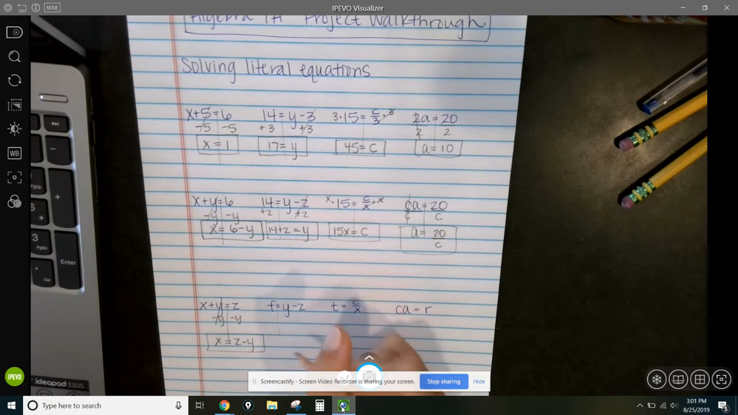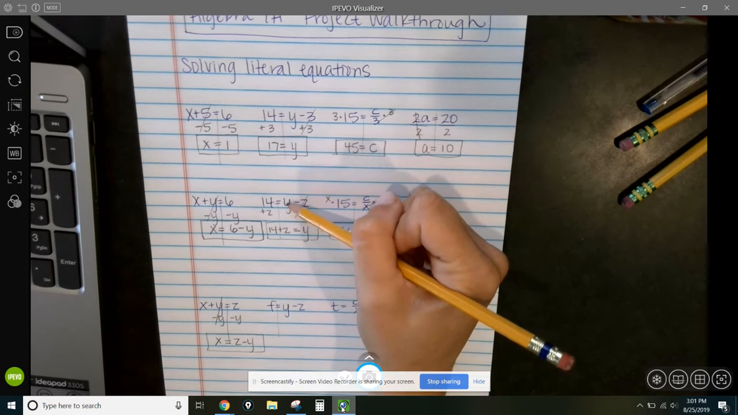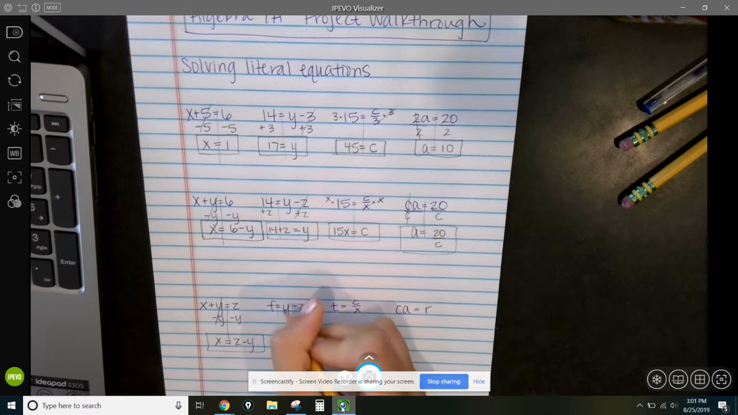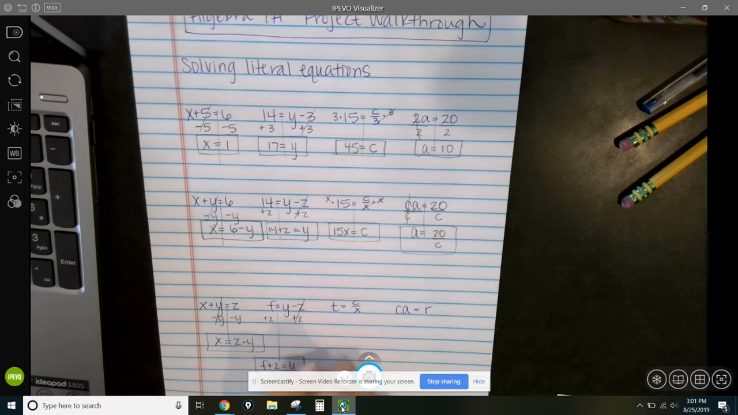On the next one, if I'm trying to isolate y just like I was on these other problems, I'm going to have to do the opposite of minus z, which would be to add z to both sides. So on the left, I end up with f plus z, and that's okay. And on the right, I have my y isolated, just like I was trying to do.